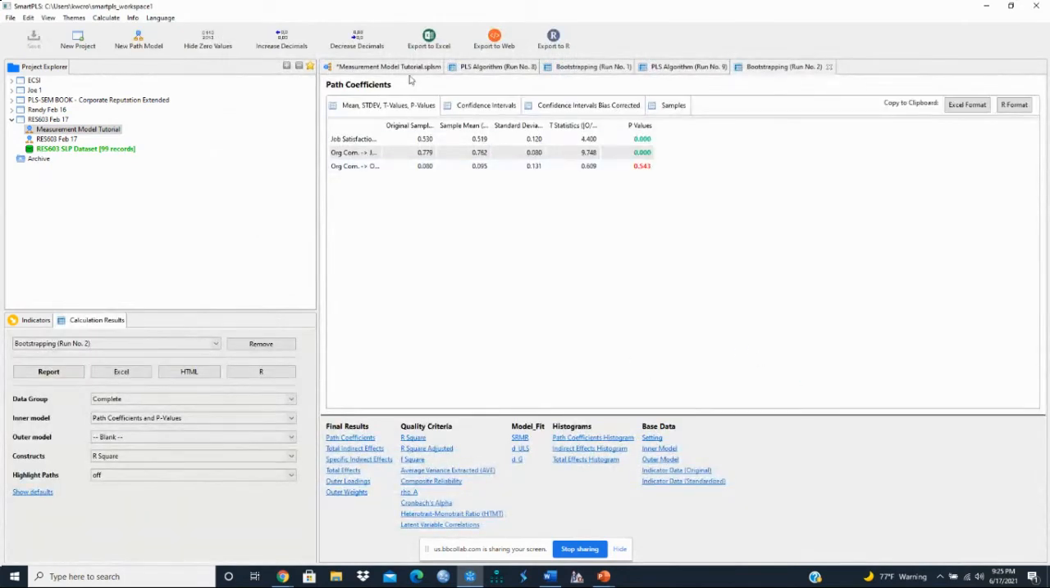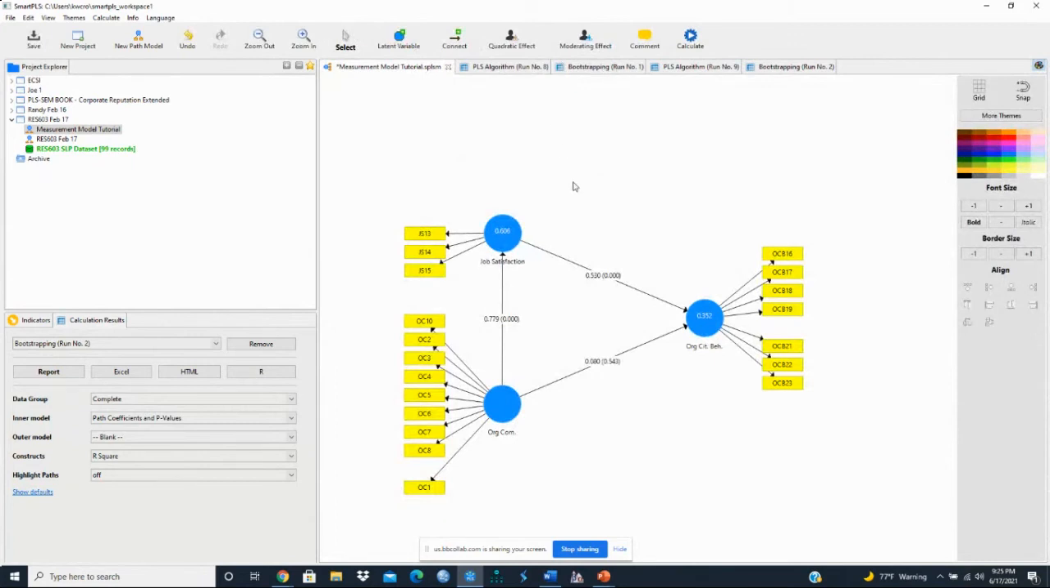Okay, so let's look first at our model. What we have here on our paths for our indicators, outer loadings, we've set that up to be blank. For our inner model, we want path coefficients and p-values. That's what you have here. For our constructs, we want to see the R squared. That's what we see here.